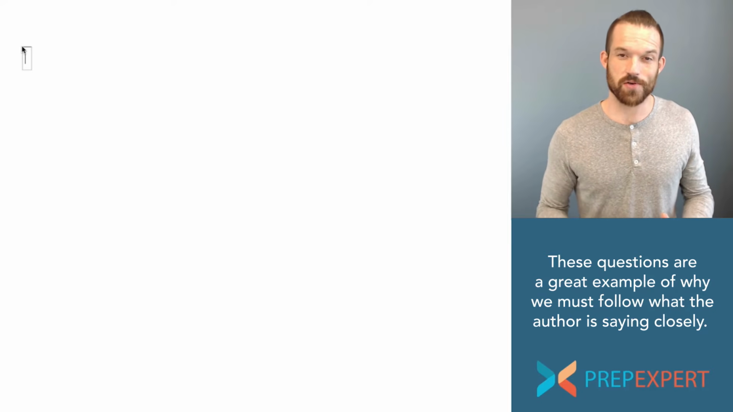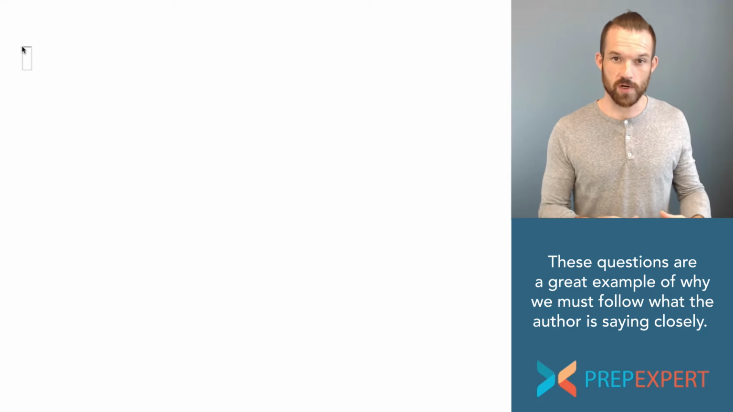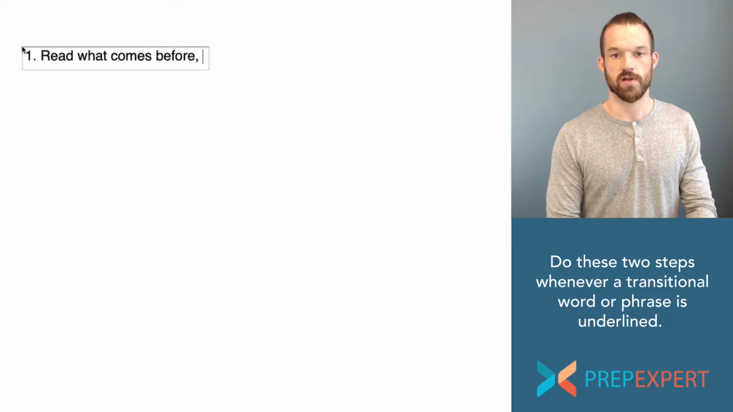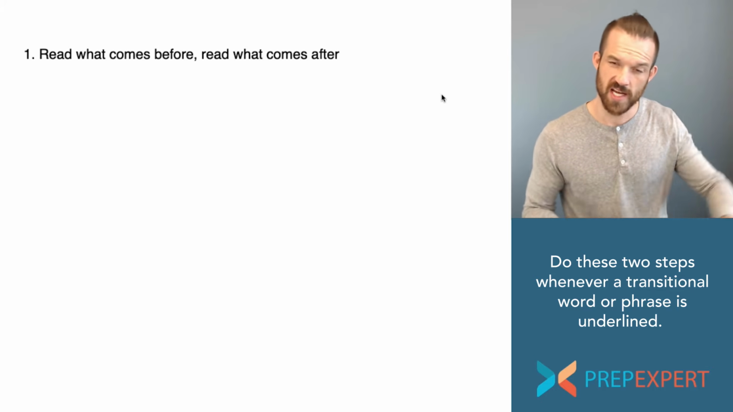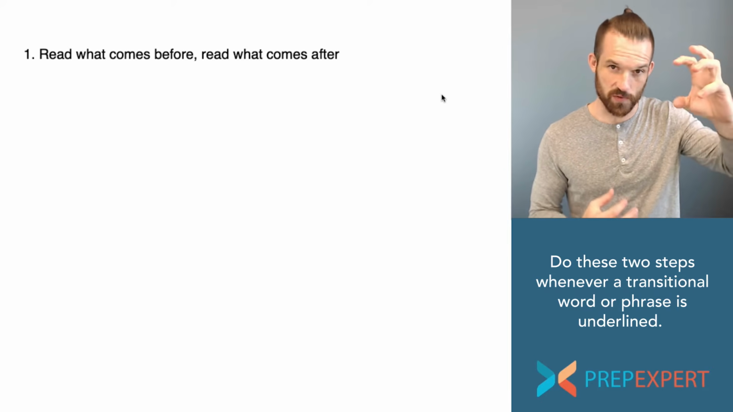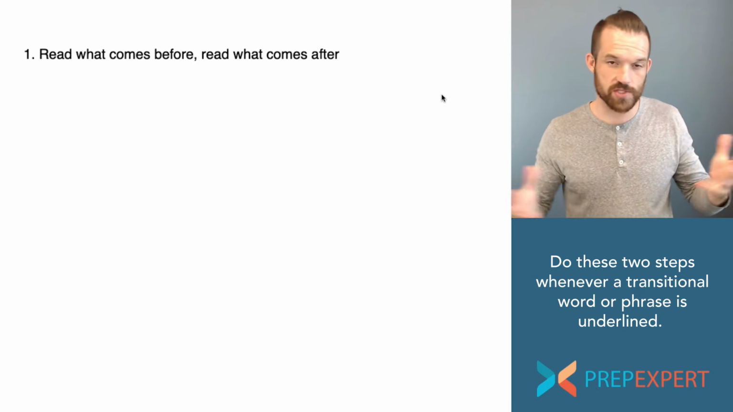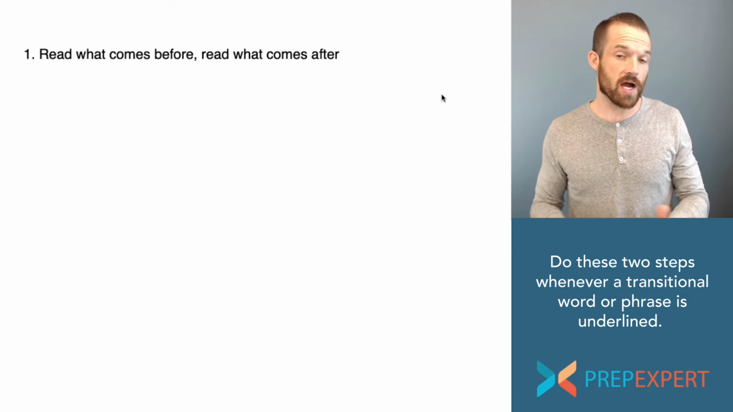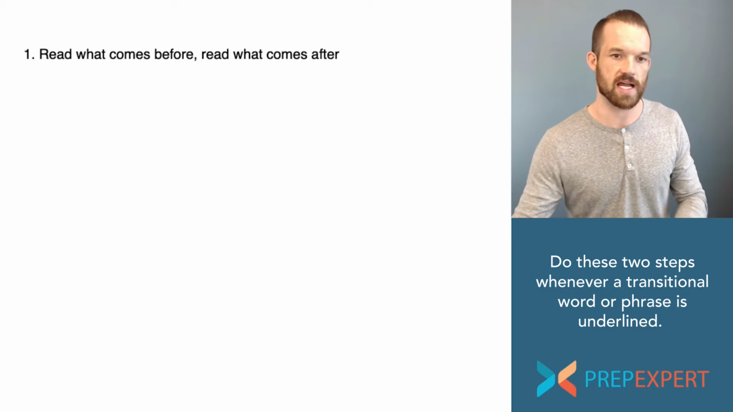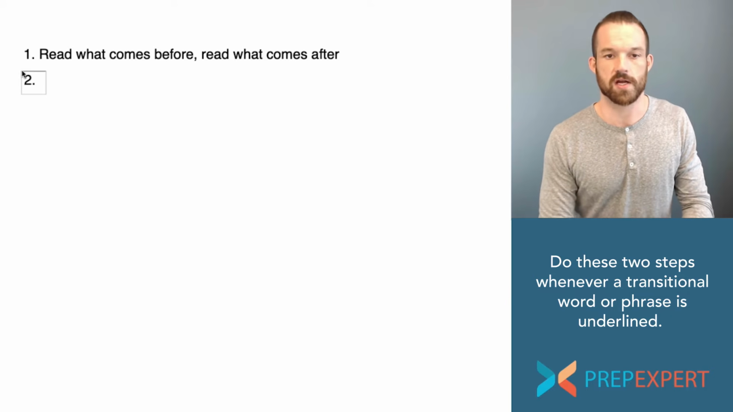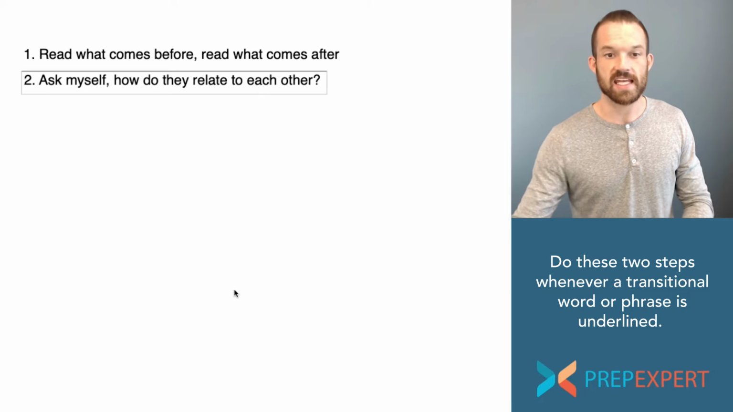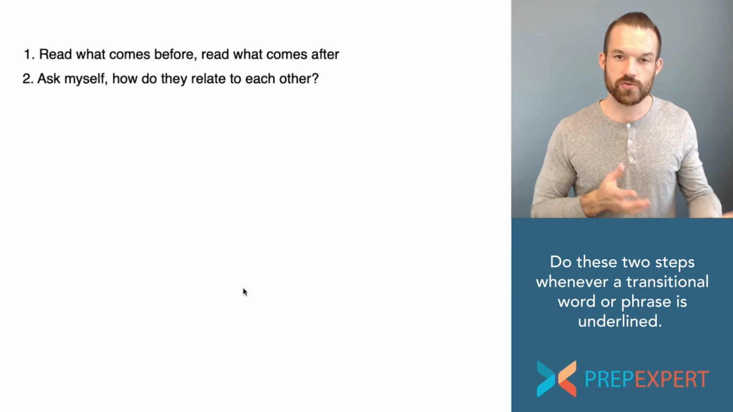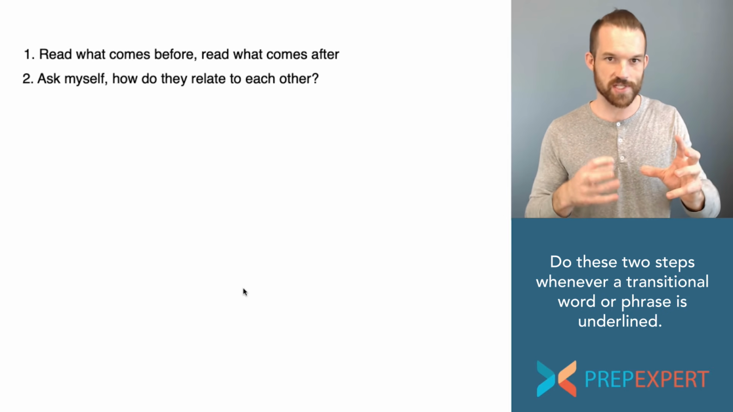So whenever a transitional word or phrase is underlined, the first thing you should do is read what comes before it and read what comes after it. So we're always going to start by reading what comes before and what comes after. That's always the first step to take in a transitional word or phrase question. If I don't know what the idea is that's before and what the idea is that's after and how they relate to each other, I can't answer the question. So I always got to start by making sure I understand what was said right before it and what was said right after it. And then once I've read what comes before and what comes after, I'm going to ask myself, how do they relate to each other? If I can answer that question, then I'll be able to choose the right transition between the 2 sentences.